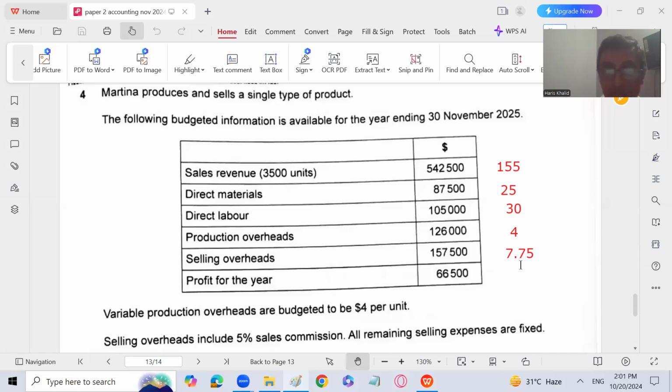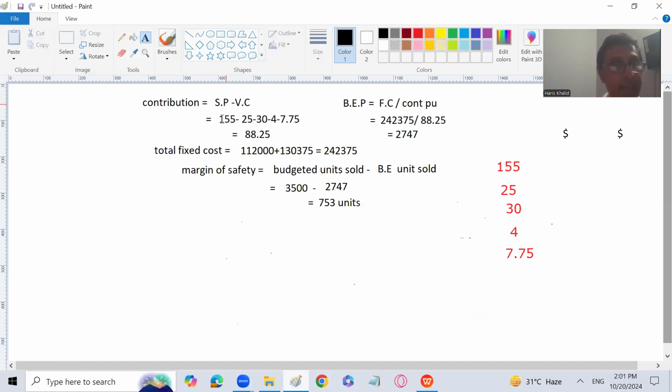Now we can find the contribution per unit. 155 minus 25 minus 30 minus 4 minus 7.75. You will get the amount of contribution per unit. I have calculated it already. Contribution is equal to selling price minus variable cost per unit. So 155 minus 25 minus 30 minus 4 minus 7.75. So 88.25 is the contribution per unit.